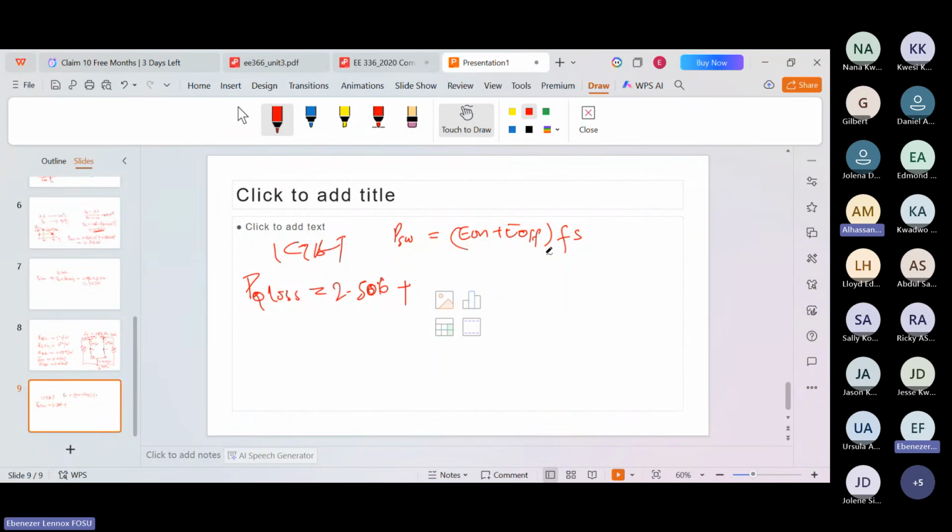He gave about three formulas, I remember. So this is one of them.